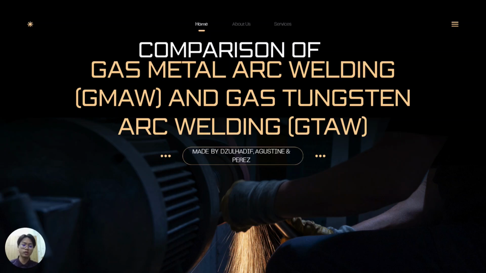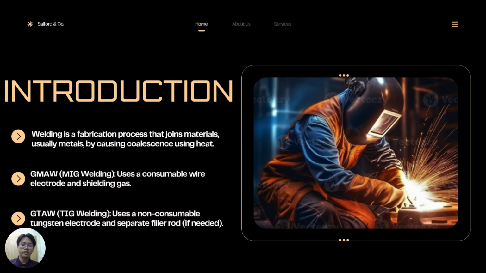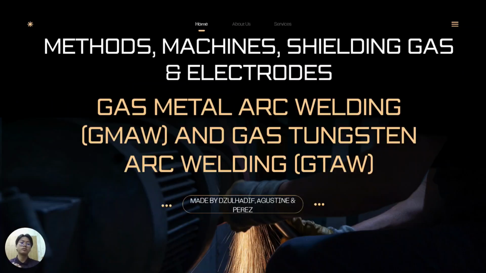We're here to present a comparison of gas metal arc welding and gas tungsten arc welding. Welding is a fundamental fabrication process that joins materials, usually metals, by causing coalescence using heat. For those unfamiliar, gas metal arc welding uses a consumable wire electrode, while gas tungsten arc welding uses a non-consumable tungsten electrode. Now I'm going to talk about the methods, machine, shielding gas, and electrodes for gas metal arc welding and gas tungsten arc welding.